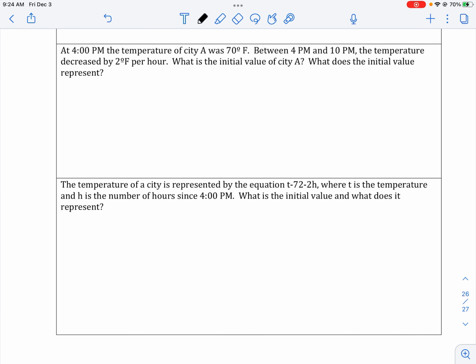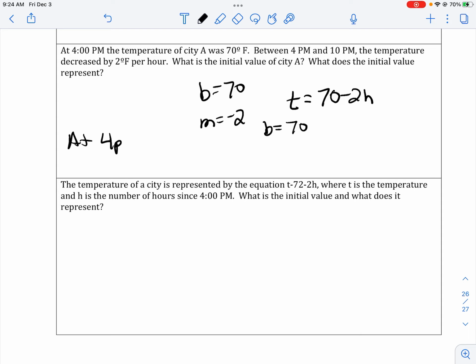At 4 p.m., the temperature of city A was 70 degrees. So our first measurement was 70 degrees. It decreased 2 degrees per hour. So again, here is our equation, which we have already done. But now we want to know what the initial value of the city is. The initial value is 70, and it means that at 4 p.m., the temp in city A was 70 degrees.